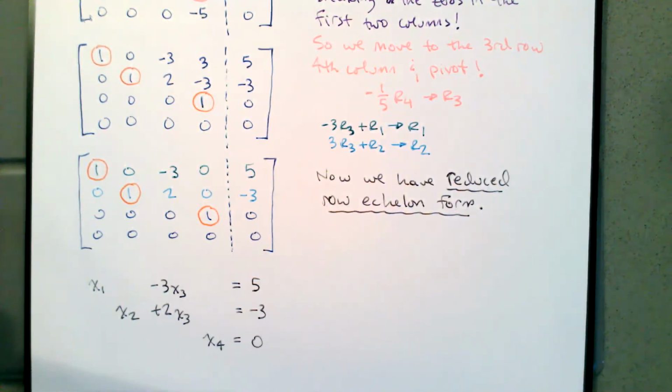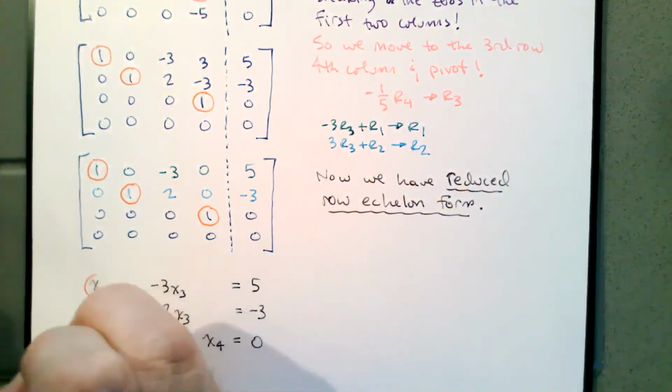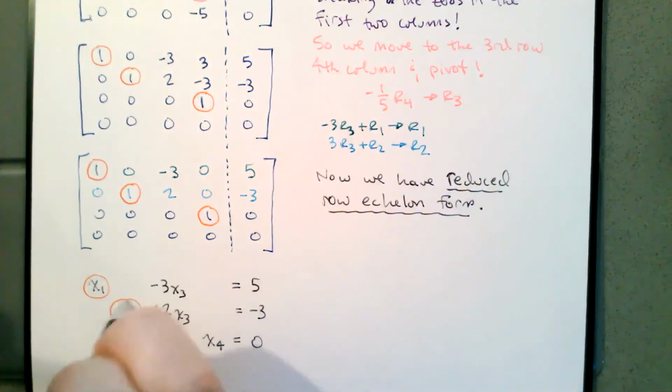We want to take this information and write the general solution. Notice that the pivot columns correspond to x1, x2, and x4. There's a pivot there, there's a pivot corresponding to this x2, and there's a pivot corresponding to this x4. There was not a pivot in the x3 column.